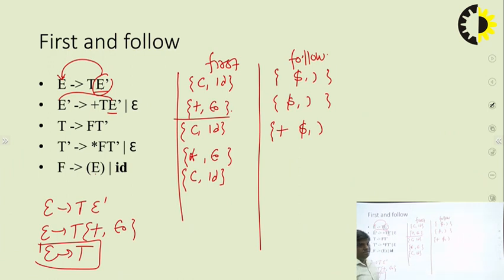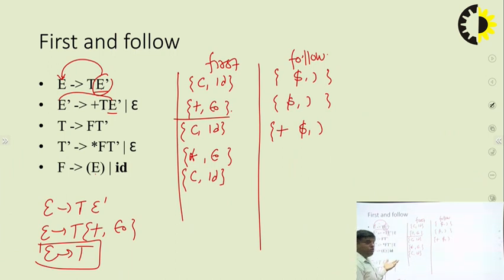Now I think we repeat once again. T follows the E dash, and what is the follow of T? The first of E dash. And the first of E dash, if it is terminal, no problem. If it is epsilon, then we put epsilon here. And if we put epsilon here, then E dash is blank.